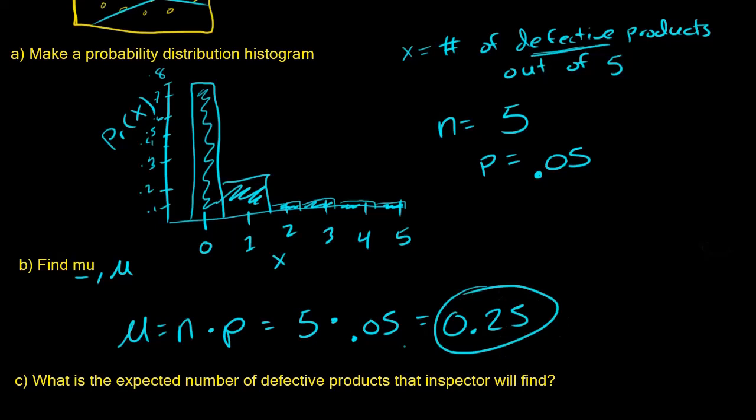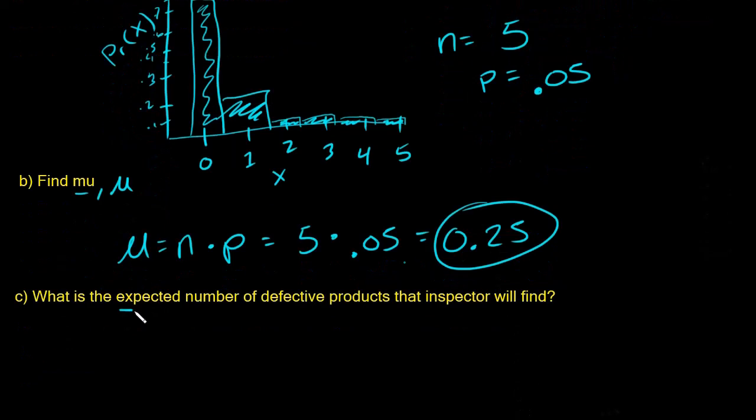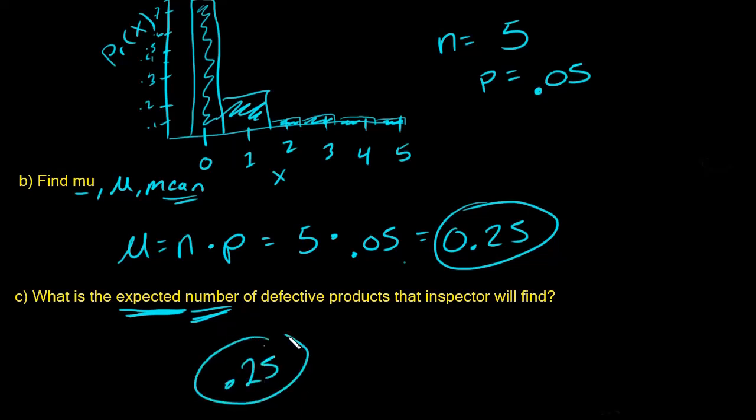All right, what is the expected number of defective products the inspector will find? Expected number is exactly the same as mu, or the mean. Okay, the mean is the same thing as the expected number. So they're asking the same question twice, right? So my answer here is just 0.25.